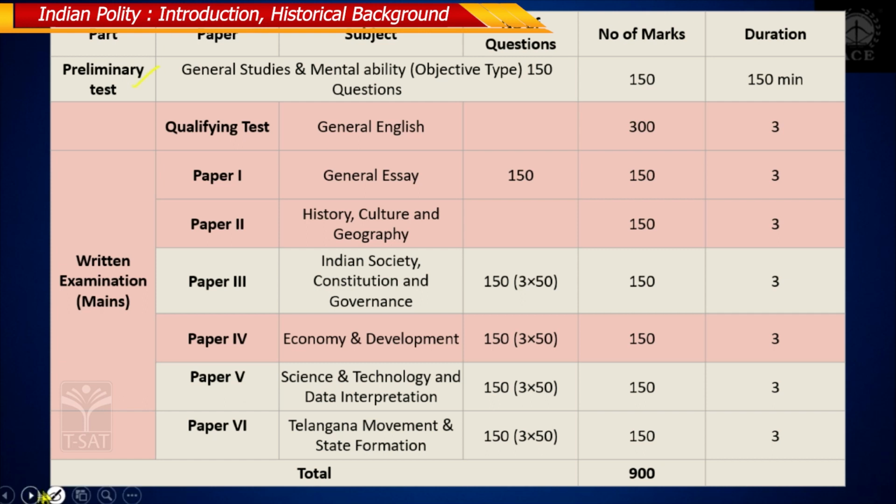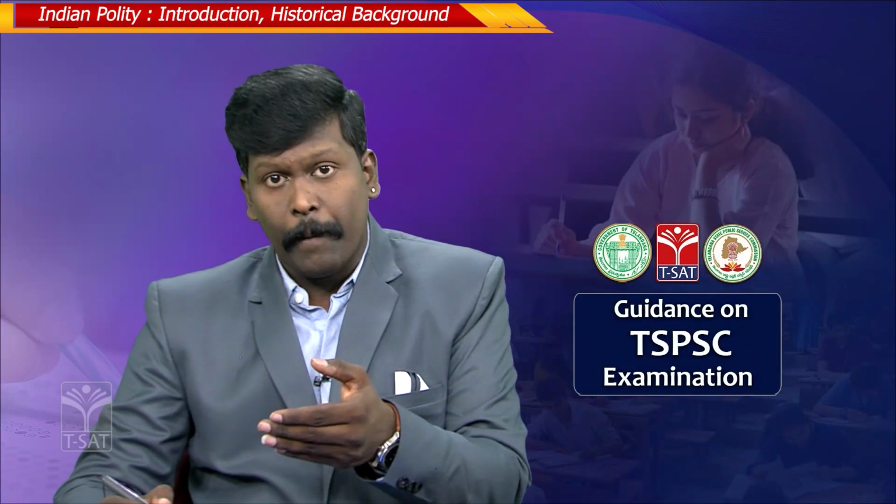We have two things here. See, there are 2 stages. Stage 1 is prelims. Stage 2 is written examination, that is called mains. Now in stage 1 you have prelims where you have 150 marks, 150 questions, 150 minutes.